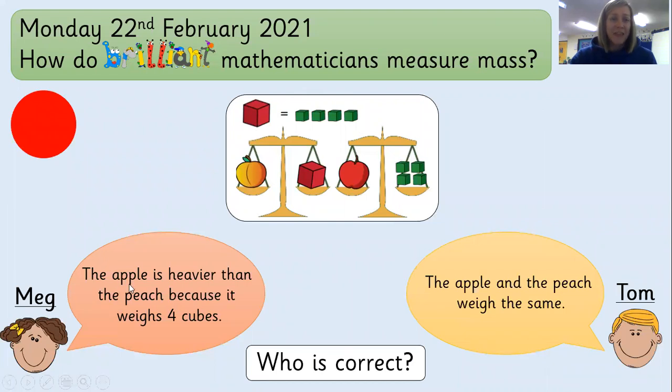So Meg says the apple is heavier than the peach because it weighs 4 cubes. So she's thinking, well, there's 1, 2, 3, 4 cubes there, and there's only 1 cube there, so the apple has to be heavier. But Tom over here is saying the apple and the peach weigh the same. They're equal. Why would he think that? Have a little look at the clue here that might help you solve that. So if you're going to have a go at writing who you think is right and why, pause the video here to have a go.